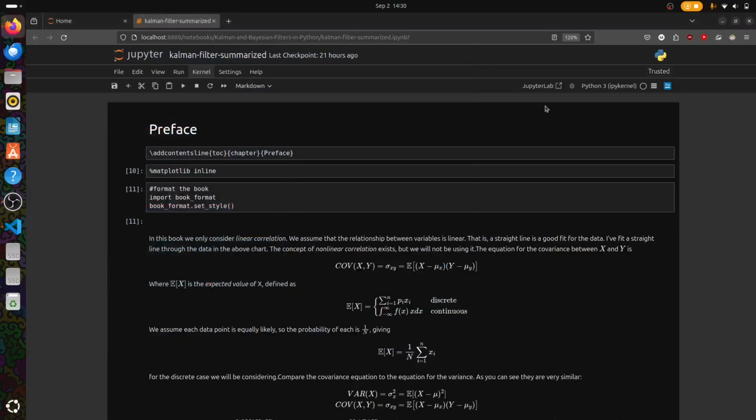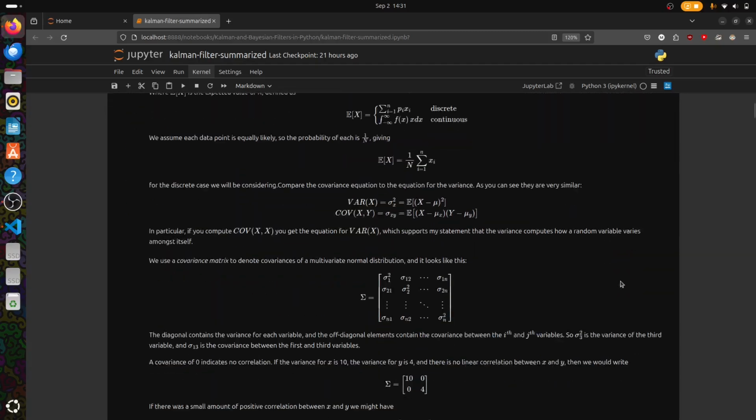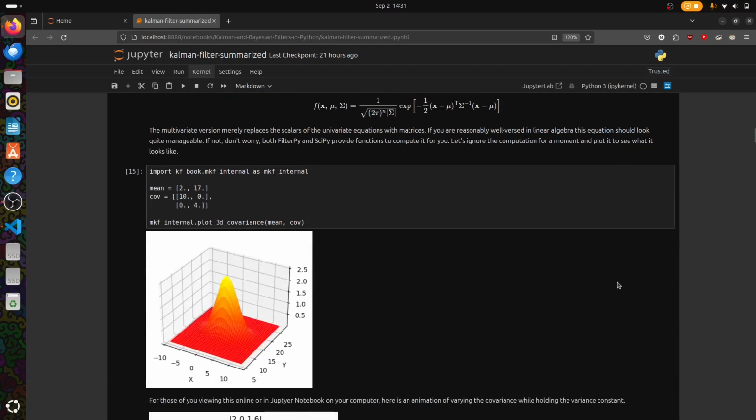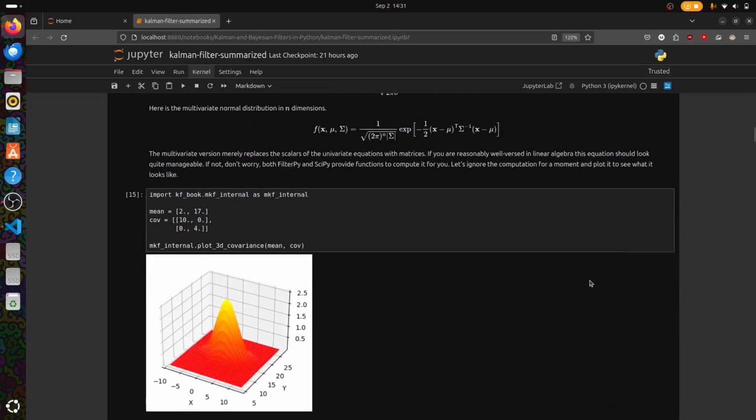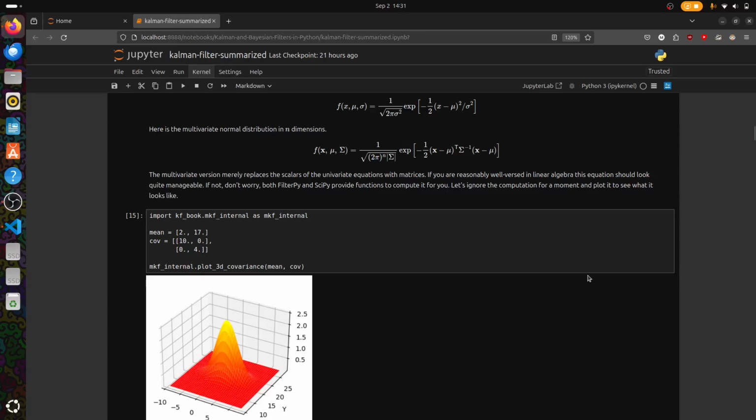Hello everyone, this is the Kalman filter summarized, and some good background knowledge would be state space modeling and multivariate Gaussians, though I will lightly cover it now. Multivariate Gaussians are probability distributions in multiple dimensions. For example, a 2D probability distribution would look like this, and a 1D version of this would be the commonly known bell curve.